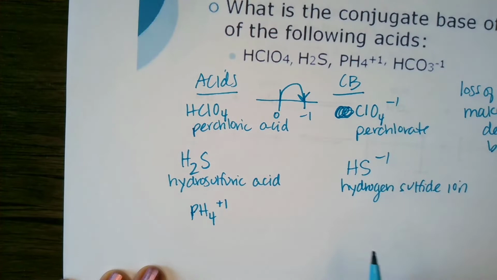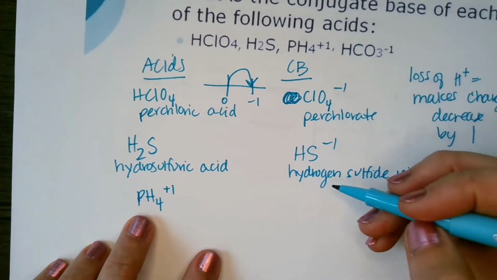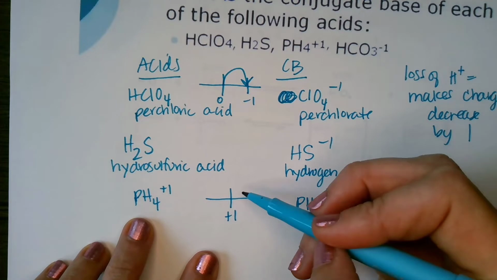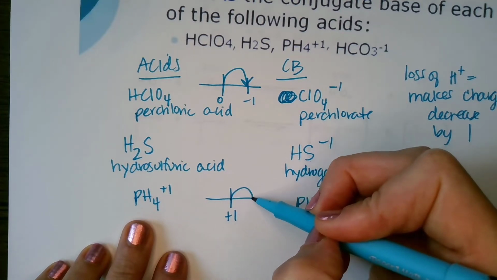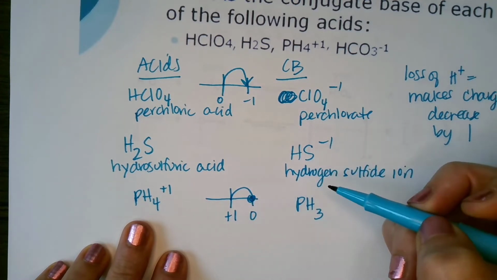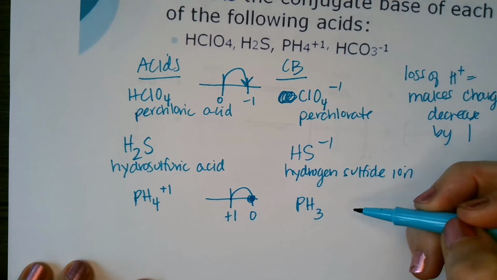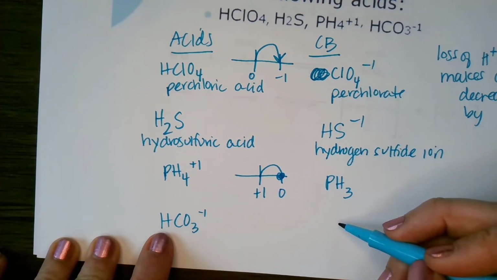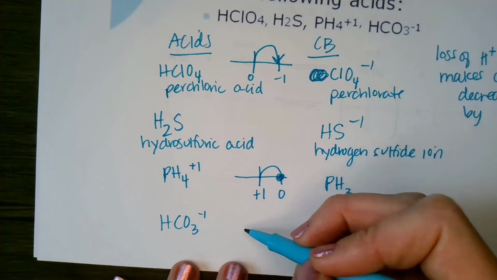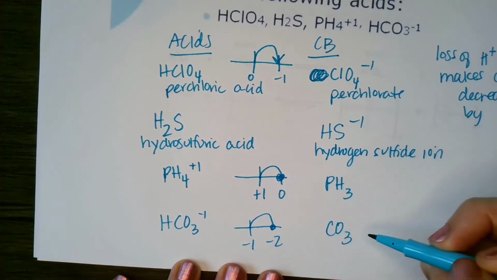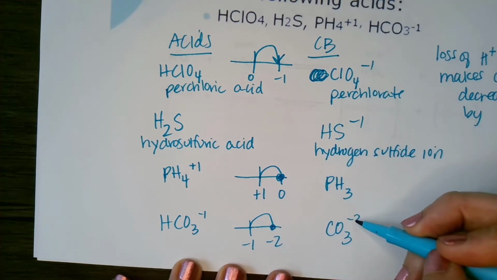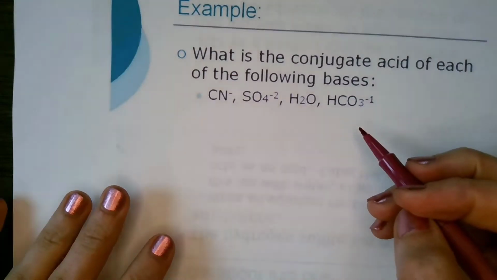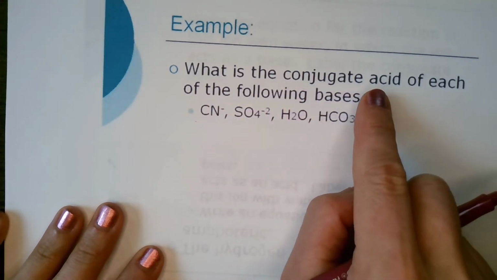Let's do PH4 plus 1. If I'm going to lose the hydrogen, I then go to PH3. And again, if I think on the number line, I'm going to go from 1 to 0, so I just have no charge here. And let's look at HCO3 -1. If I lose an H, I'm just going to have CO3, and I go from -1 to a -2, right? I'm just losing 1. So I'm going to a carbonate ion.